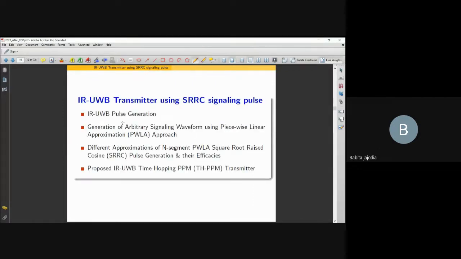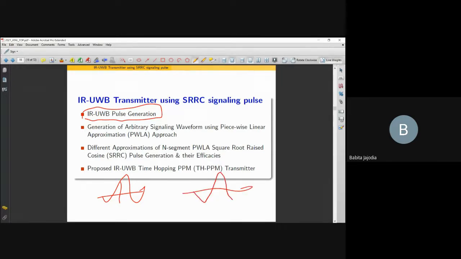So we start with these 4 points here, right? First, we will discuss how the IR-UWB pulse generation happens, right? And then we will discuss how to generate the waveform using the PWLA approach, right? Piecewise linear approximation, because even if we say a Gaussian pulse looks like this, in the real hardware it's not practically feasible to design it in the FPGA. We need to make it approximated, right?